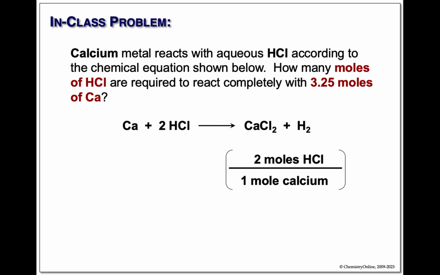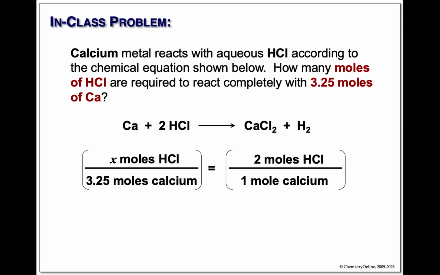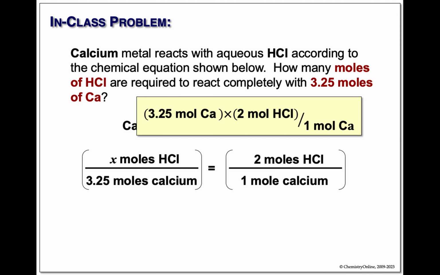Now, our unknown ratio, moles of HCl, is going to be X. Moles of calcium is the given. X over given gives us this. So on your calculator, 3.25 times 2 divided by 1, that's all you have to do. We cancel it, that way we know we've set it up right.